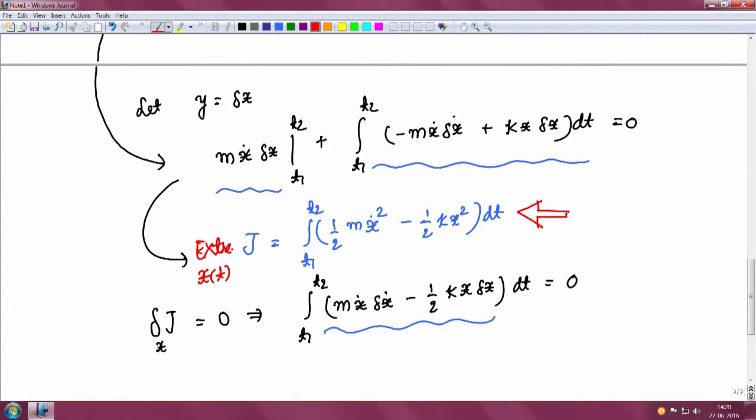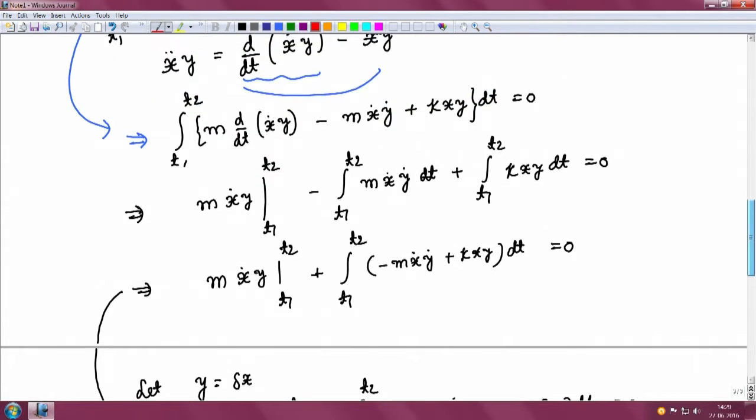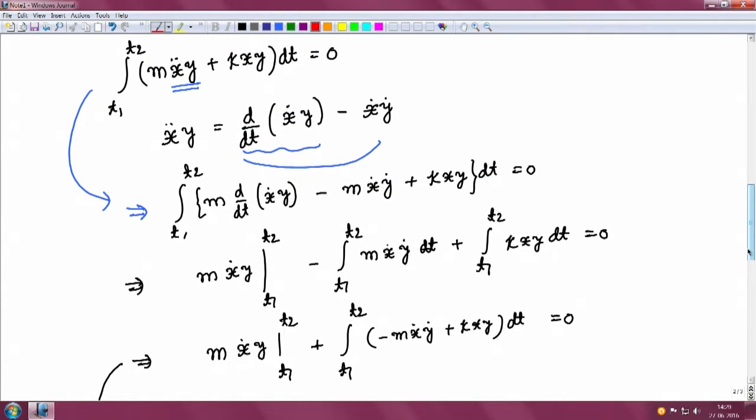In fact, what you see here is that there is certain symmetry. Our technique is simply to take arbitrary function y, multiply it with that differential equation we got, integrate from t1 to t2 and equate to 0, and replace x double dot y with these two terms. Then what we got here under the integral sign is symmetry: x dot y dot and x y.